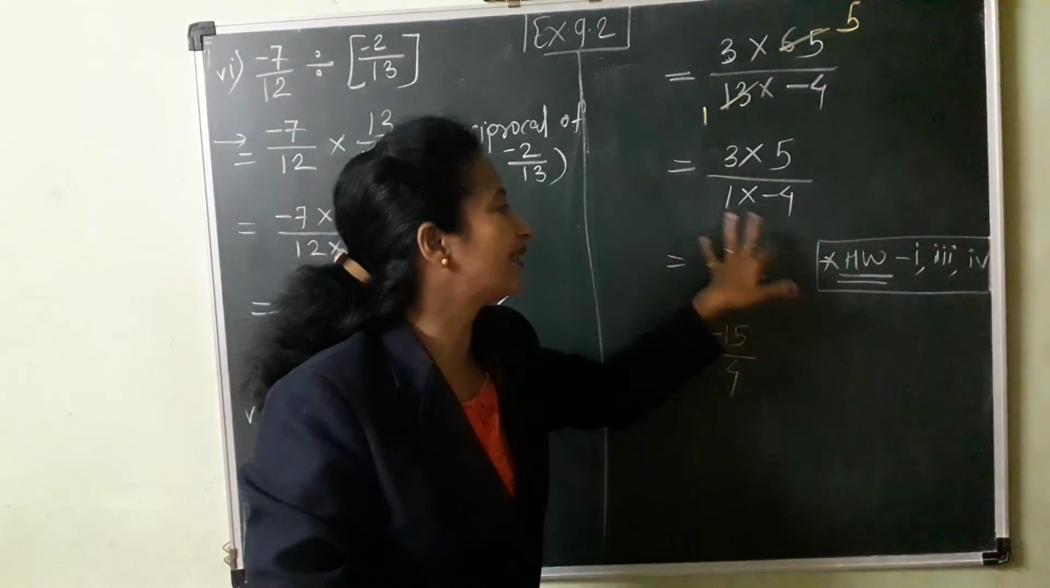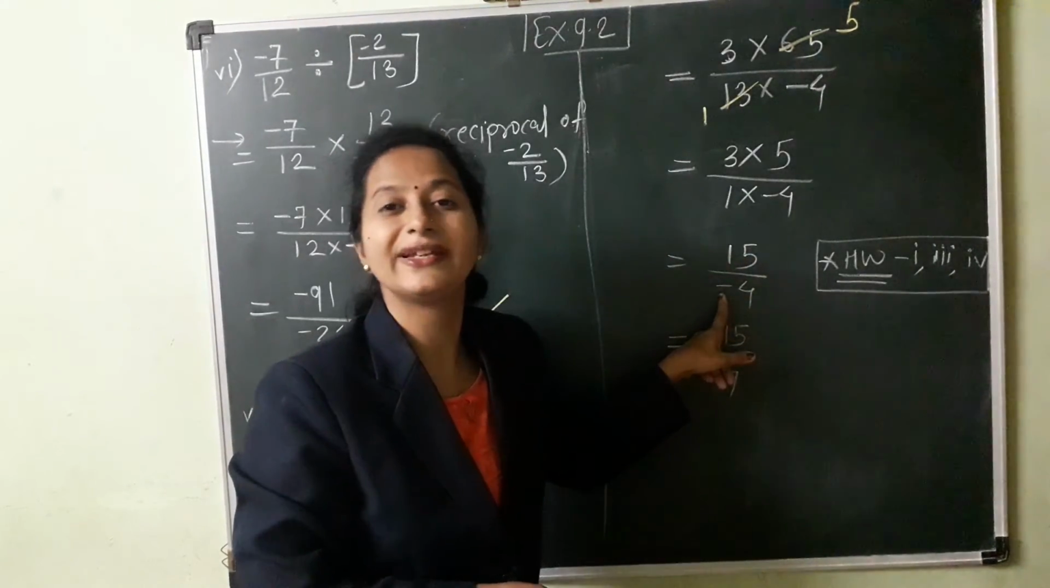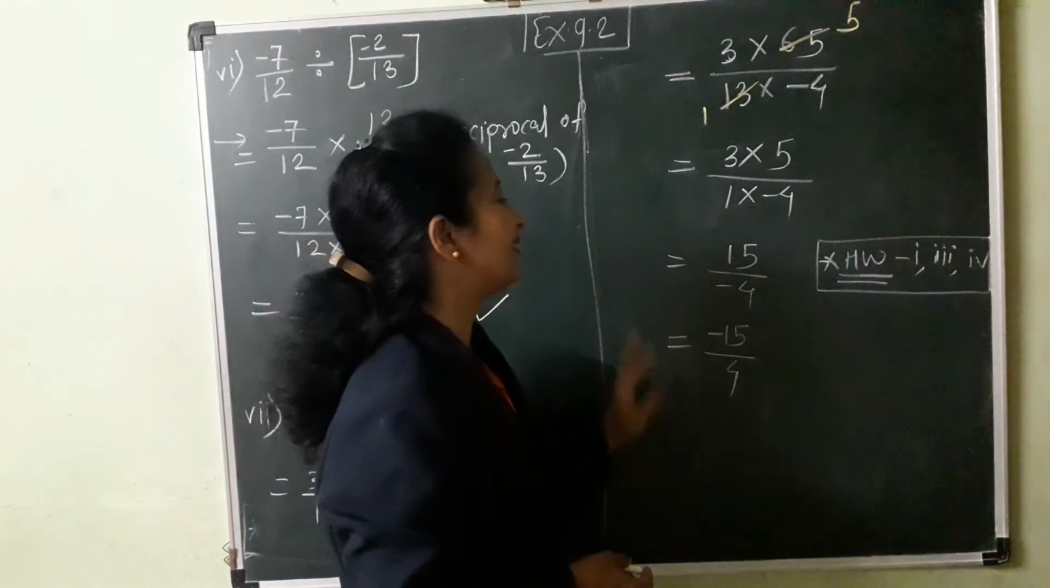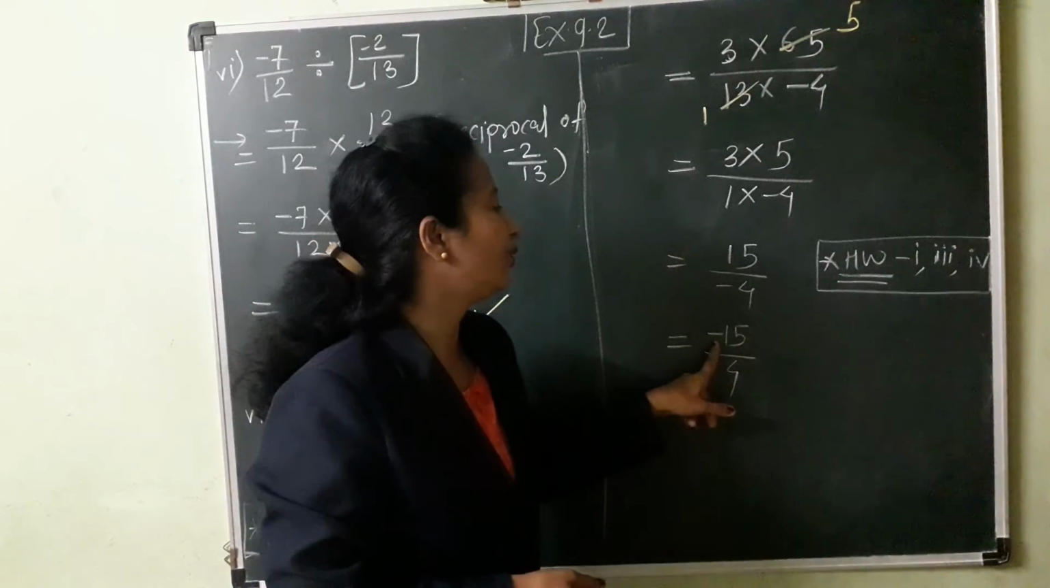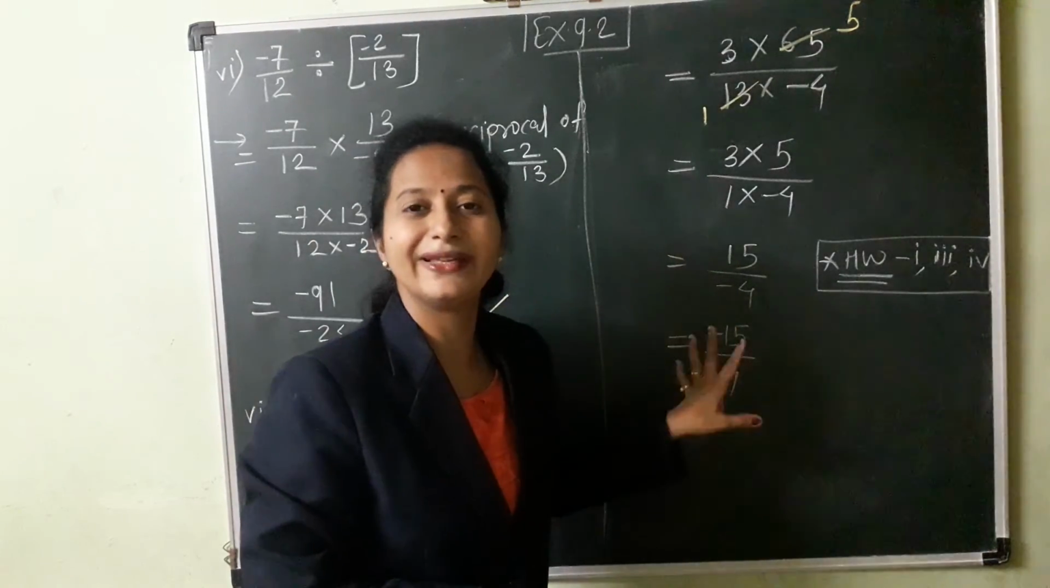Now you can see the denominator has a negative sign, so it is a negative rational number. So what is the final answer? You have to replace the sign. You have to put the negative sign in the numerator. That means this is also a negative rational number.